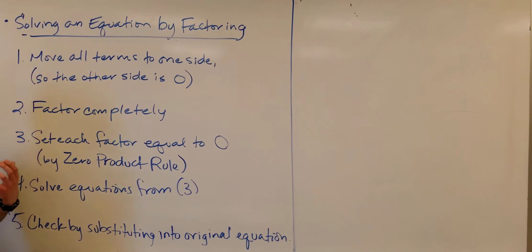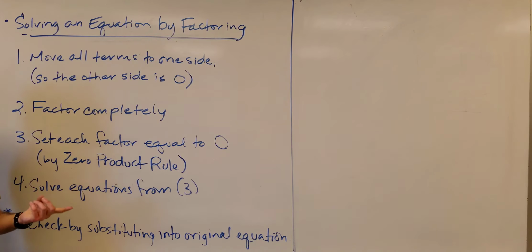Okay, third, we're going to use the zero product rule and split each one of those factors off into its own equation where it's a linear equation equal to 0. Okay, finally, we solve each of the little equations from step 3, and those should be pretty easy at this point. And finally, we want to check by substituting back into the original equation.